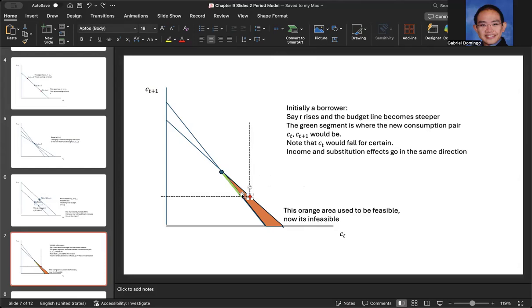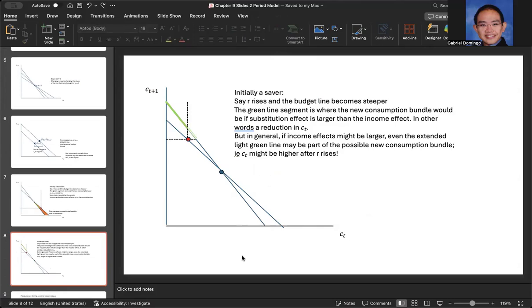So when you're a borrower and R goes up, for sure, your CT will go down, right? From red to whatever point along this green line. Any point here is theoretically possible. It depends on the utility function itself. But either way, whatever happens, your CT will go down. Okay? Your income and substitution effects go in the same direction.